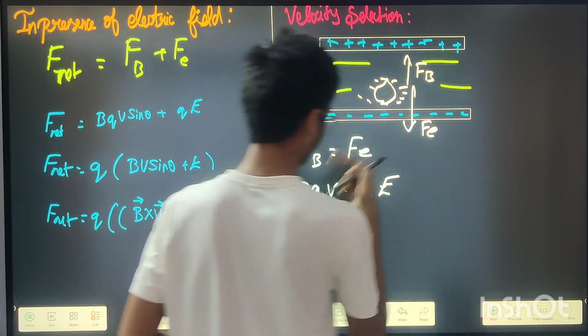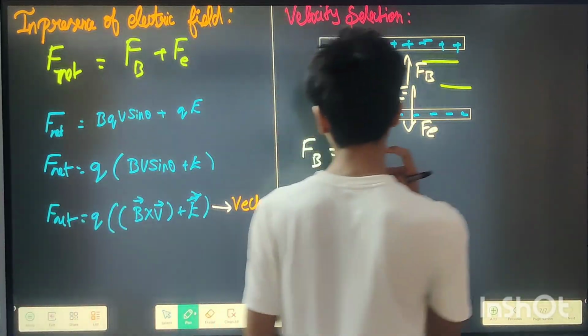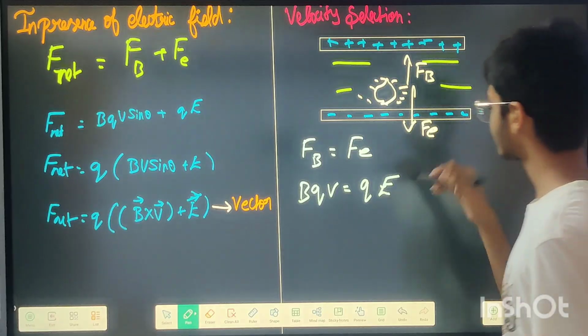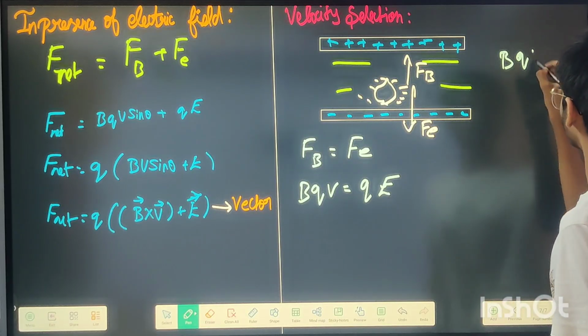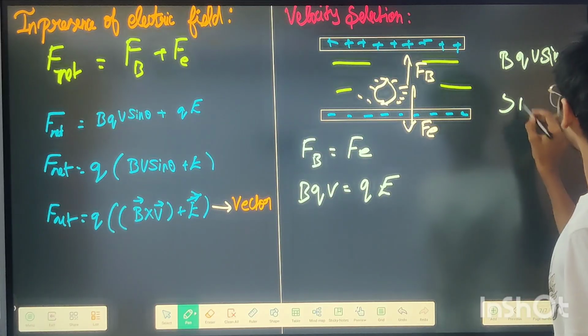This one we know, right? We have studied this in that lesson just now. Here, why has sine theta been neglected? Because BQV sine theta is there, but here it is sine 90 degrees.